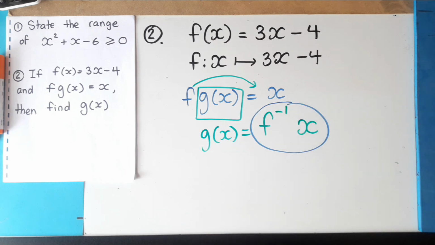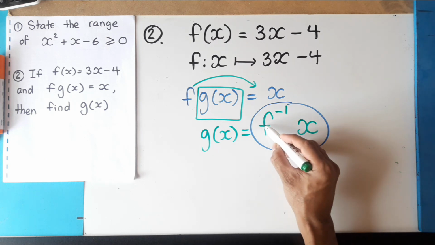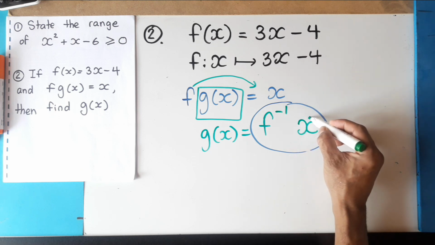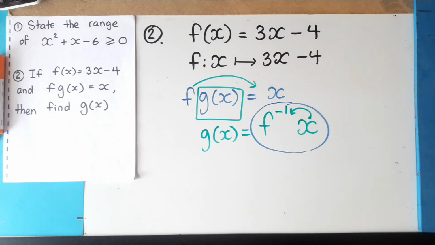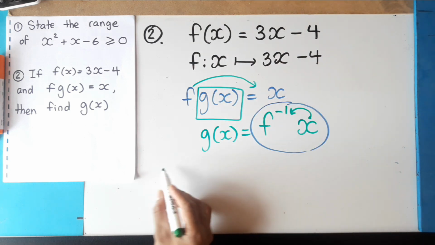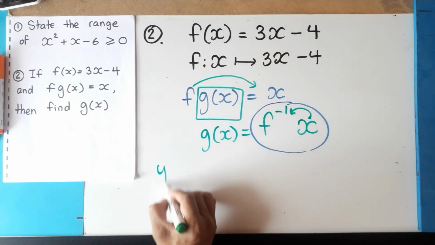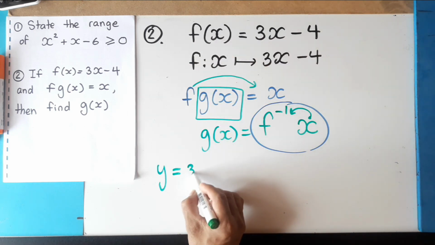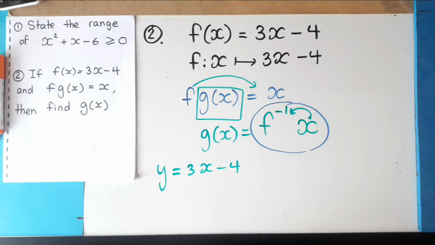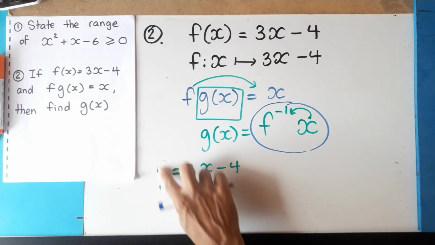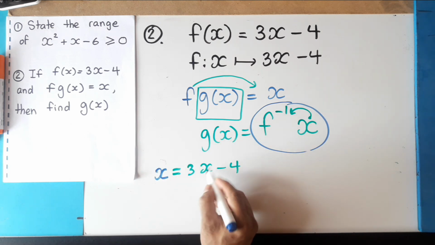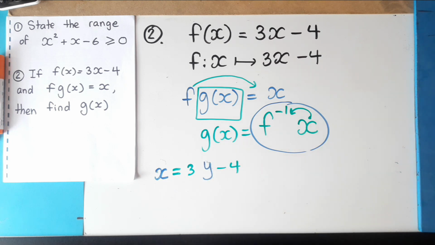As simple as that. So all we need to do is find f inverse and then throw x into it. So that's the plan. Let's find f inverse. To find f inverse, let's do it for space here. F inverse, you change f(x) to y, and then you put 3x minus 4. The next step is you switch x and y. Wherever you see a y, change it to x, and wherever you see an x, change it to y.